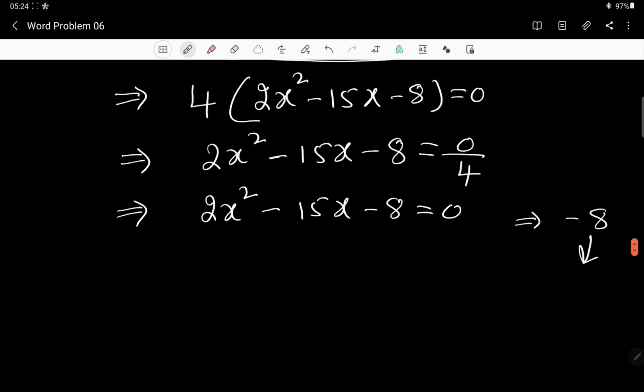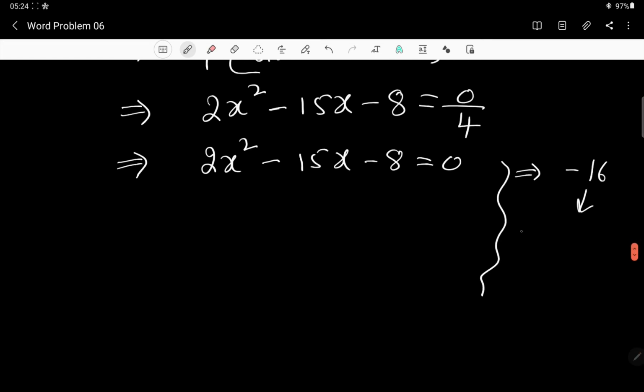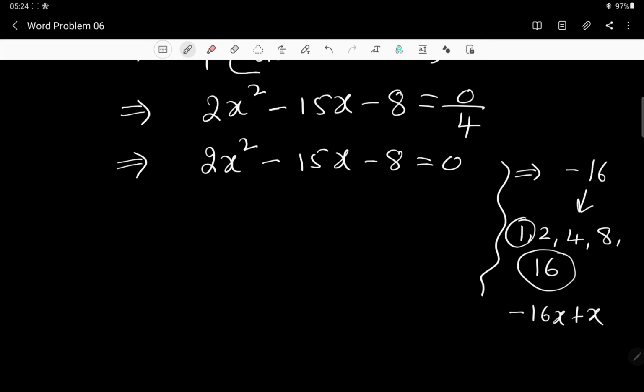Okay, 2 into minus 8 is minus 16, right? Let us try to find out the factors here. What are the factors? 1, 2, 4, 8, 16, right? Now among these you have to choose two numbers whose sum is like minus 15x and whose product is minus 16. Look at this, 16 and 1. I can write minus 16x plus x, no? Minus 16x plus x is minus 15x, and minus 16 into 1 is minus 16. All right, so we got that.